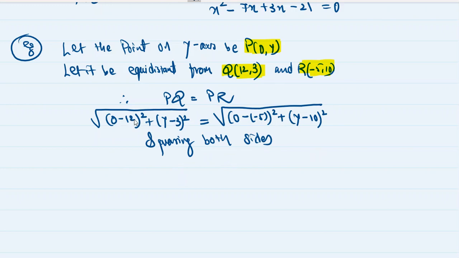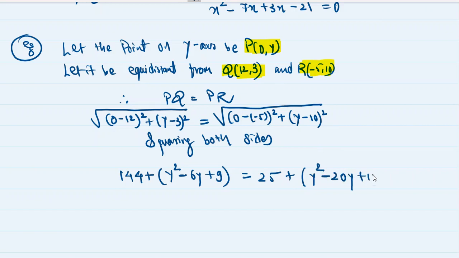Okay, so 0 minus 12 is minus 12. Minus 12 square is 144 plus (y minus 3) the whole square, which is y square minus 6y plus 9, is equal to, here also the root gets cut off, 0 minus minus 5 is 5, 5 square is 25 plus (y minus 10) the whole square, which is y square minus 20y plus 100. Okay, so this is what you are getting. Now when you open the bracket, outside there is a plus sign, so nothing is going to change. So you can simply cut this y square.